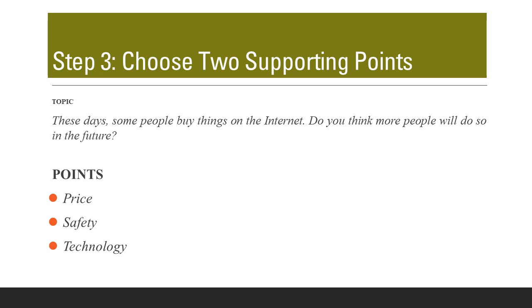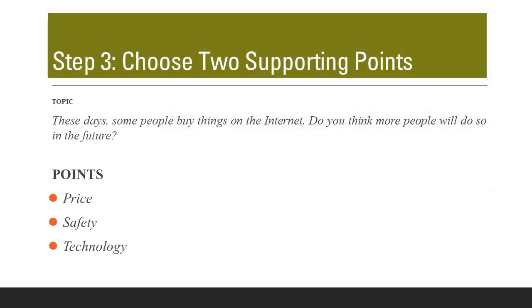Let's move on to step 3. Now, step 3 says choose 2 supporting points. So you'll look below the question. You'll see there are these 3 points here. There's price, safety, technology. You're going to need 2 points. Again, on the level 2 test, you don't have to use these points. You can choose your own ideas.